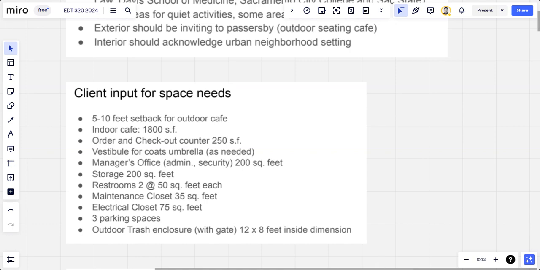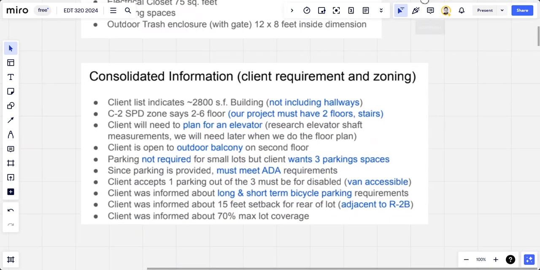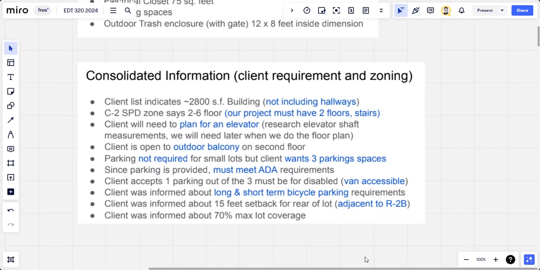The next thing that we wanted to do is consolidate all of the lists. The client has specified roughly 2,800 square feet of building space, and that doesn't include any hallways. The zone is good for 2 to 6 floors. So our project must have 2 floors and stairs. You can have three, but it must have 2 floors.